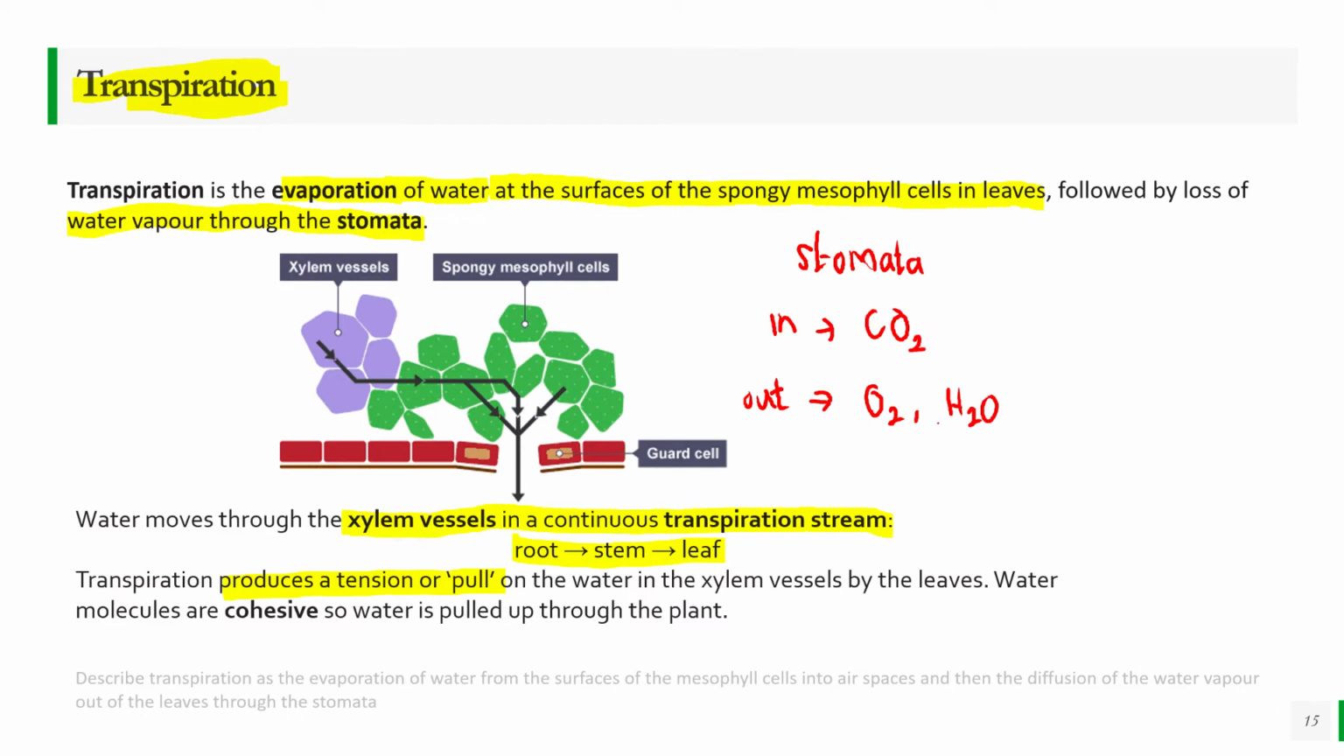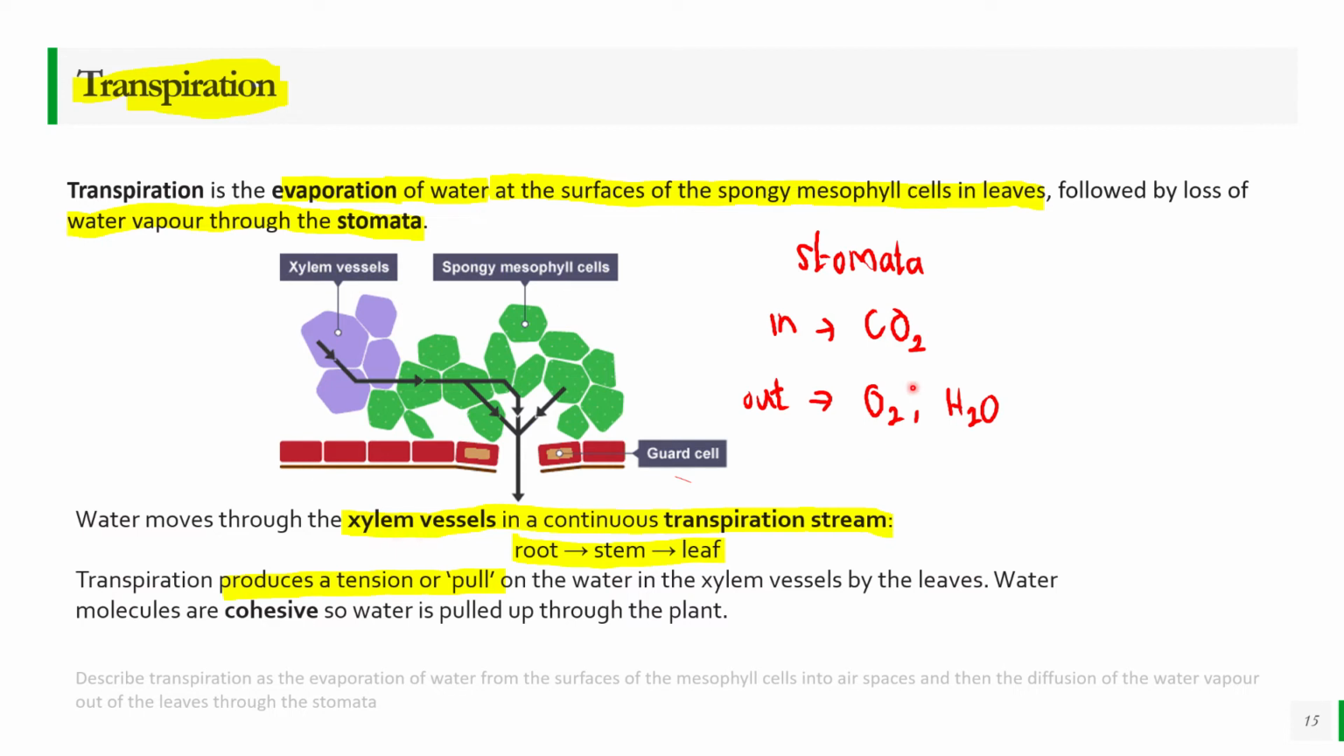That's why, if you recall, in the previous topic, we talked about leaves having a large surface area. The surface area is large because it has to help the plant absorb carbon dioxide. Carbon dioxide comes in from the stomata, and it also has to release water. So this is why there's a large surface area of leaves, to allow for these things to come in: carbon dioxide comes in, and water and oxygen come out.